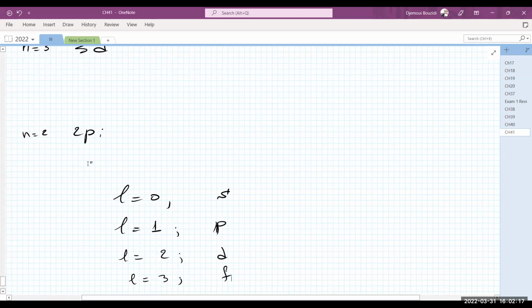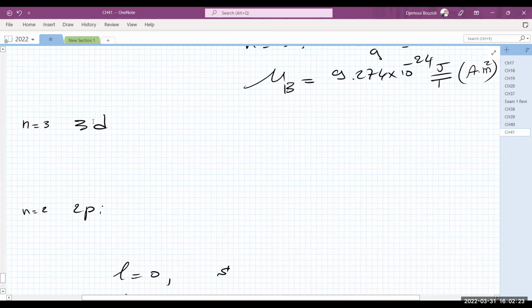So when you see a letter in here, P, you know the value of L is equal to 1. When you see the letter D, you know the value of L is equal to 2. This index in here, 3, represents the energy level n, the principal quantum number n. So in this case, we have a transition from n equals 3 to n equals 1. So there is an emission in this spectrum.